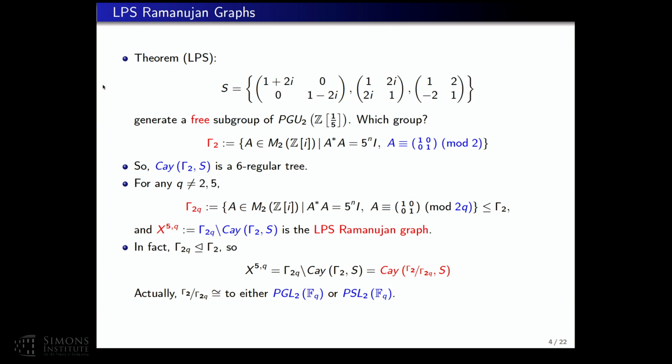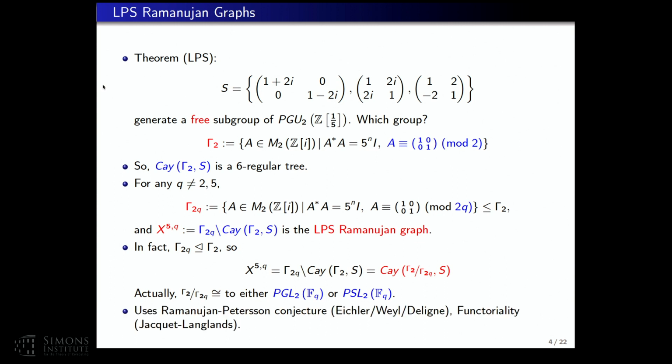So usually people start from the end, from here, and build the Ramanujan graphs, but I think it's the other way around. And the proof uses very deep results from number theory: the Ramanujan-Petersson conjecture, which originally, what they needed, was due to Eichler, but the most general version is Deligne's, and the functoriality of Jacquet and Langlands. I won't get into any details about that. And I'll say a word about what happens for general p.